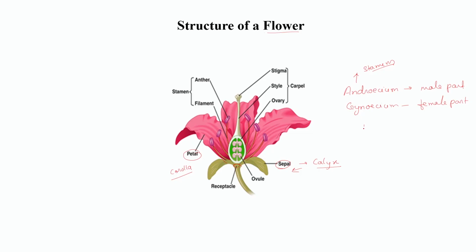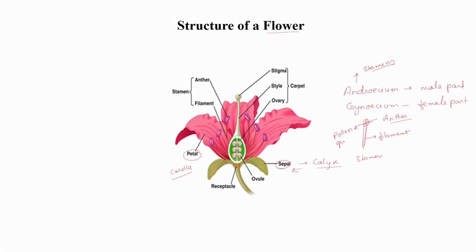Each stamen has an anther and a filament. The anther is the lobed structure found at the tip of the filament-like structure. This is the filament and this is the anther. This is the male part, and the anther contains pollen grains. We will talk about the anther structure in detail, because it is one of the most important parts, giving rise to the male gamete, the pollen grains, which will take part in fertilization.